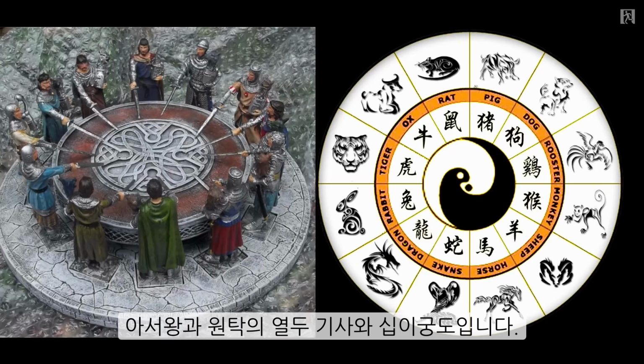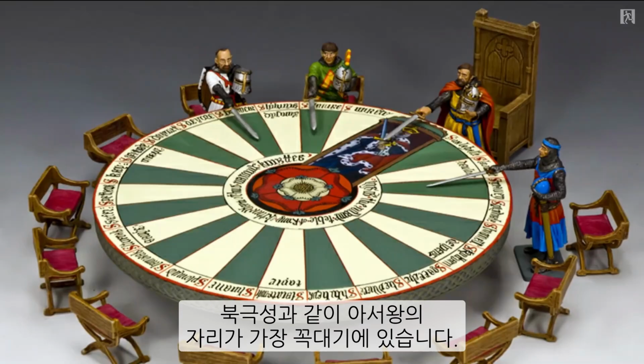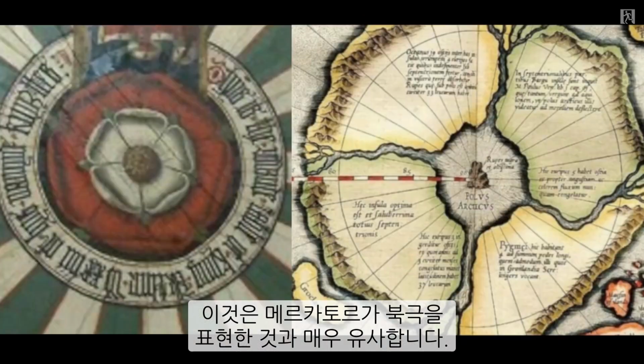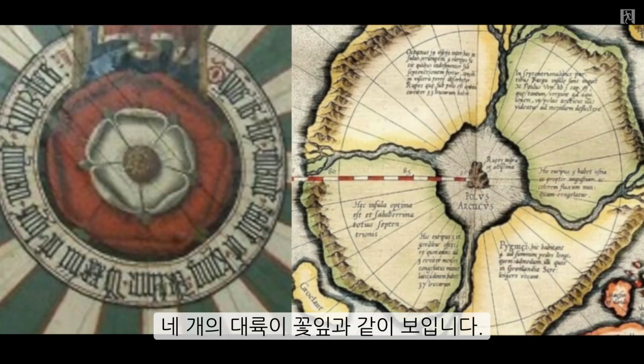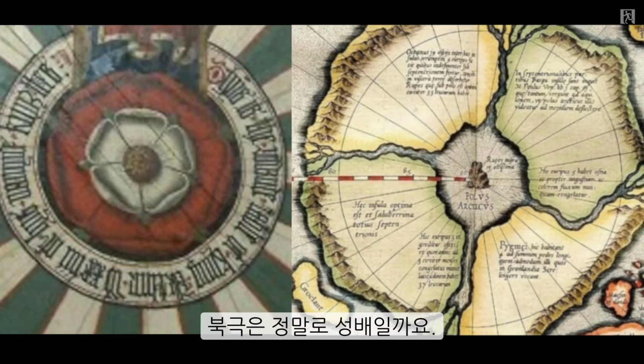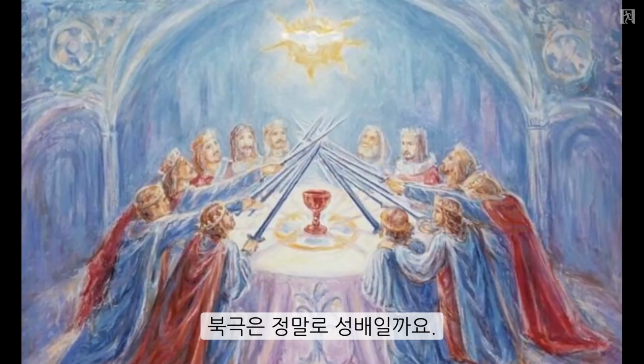12 zodiac signs, 12 knights, with King Arthur's seat at the top, like Polaris. Look at the rose in the center. It is very similar to Mercator's representation of the North Pole. The 4 continents look like petals, and the magnetic mountain in the center looks like the plant's stigma. Is the North Pole the true Holy Grail?